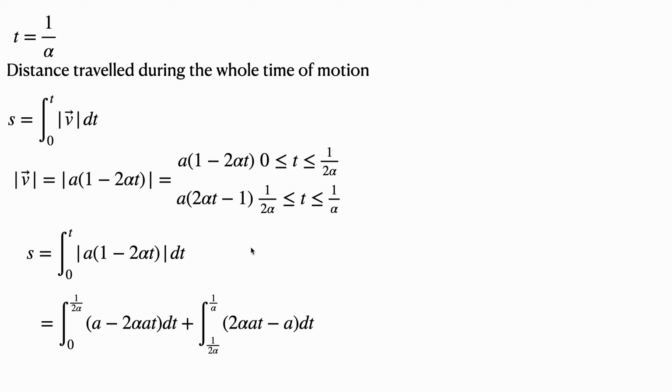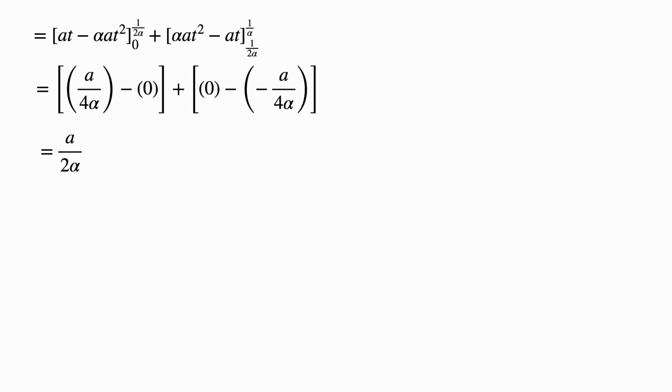So the distance covered will be the integral from 0 to 1/2α of (a − 2αat) dt, plus the integral from 1/2α to 1/α of (2αat − a) dt. On integration, we will get (at − αat²) with limits 0 to 1/2α, and (αat² − at) with limits 1/2α to 1/α. On putting in the limits, we will get the value as a/4α − 0 plus 0 − (−a/4α), which will add up to a/2α. This will be the distance covered by the particle to return to its initial point.